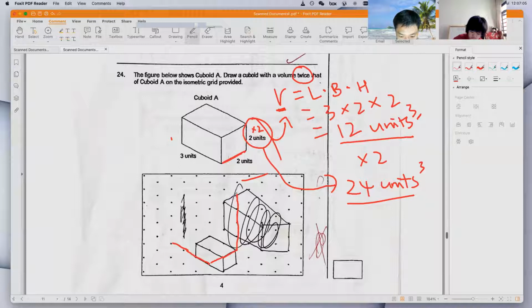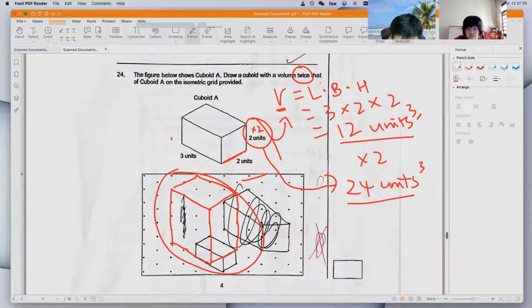So yeah, I'm done. I continue to draw it. So this is 3. And this is... Yes. So this is the answer. Okay. Your this is 2 units. Then this doesn't look like 2 units.